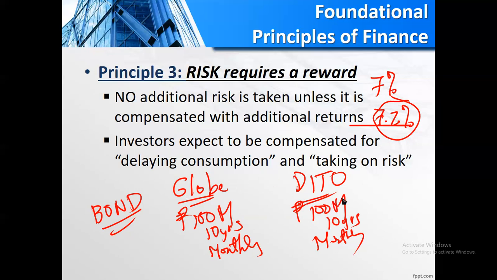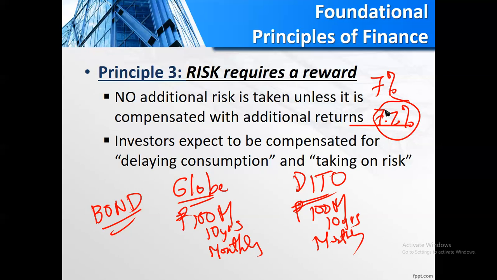Is it with Globe or is it with DITO? The answer is the creditor will assume a greater amount of risk with DITO. So if it's going to lend to DITO, it's assuming a greater amount of risk, then it should only be willing to lend money if it's to be compensated for the additional risk. So you're correct. It is DITO that is issuing the 7.2% bond.